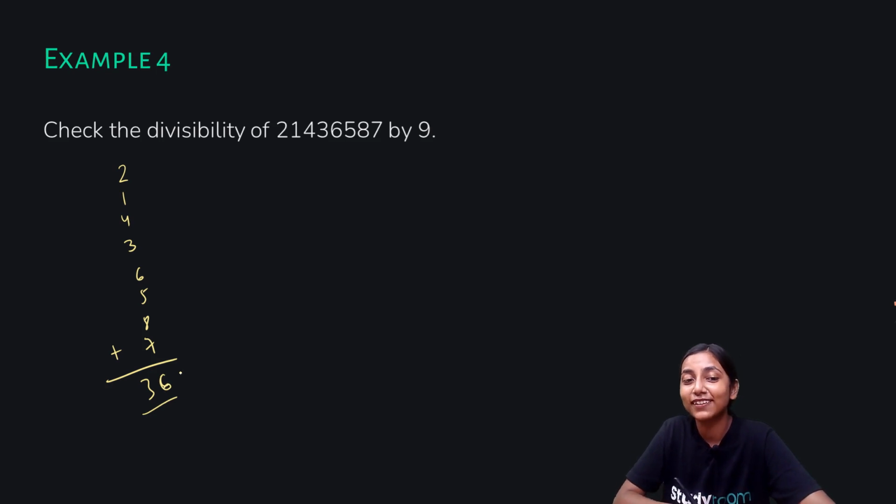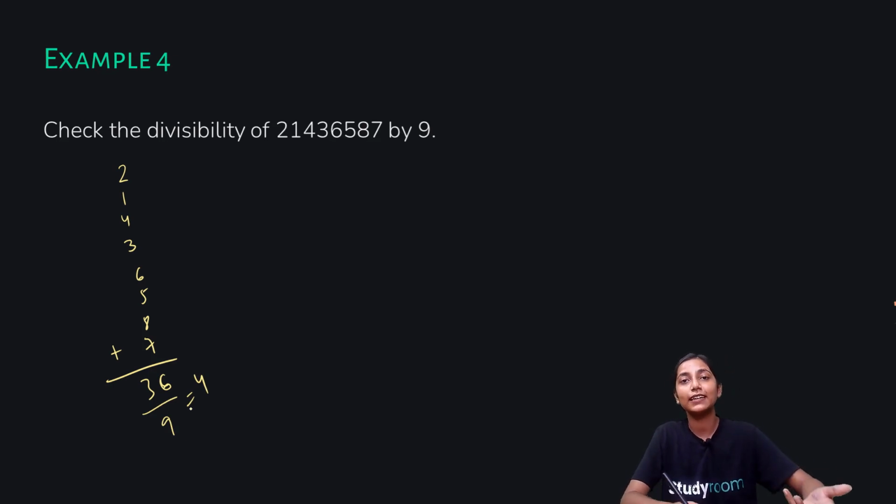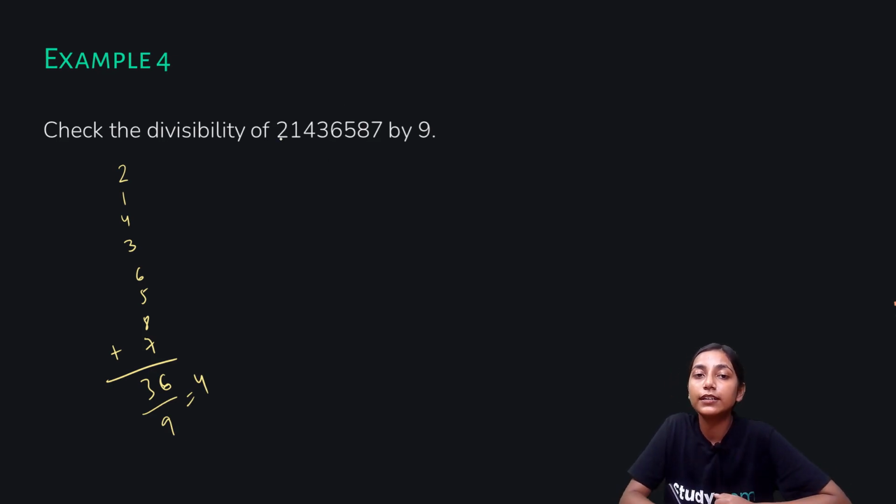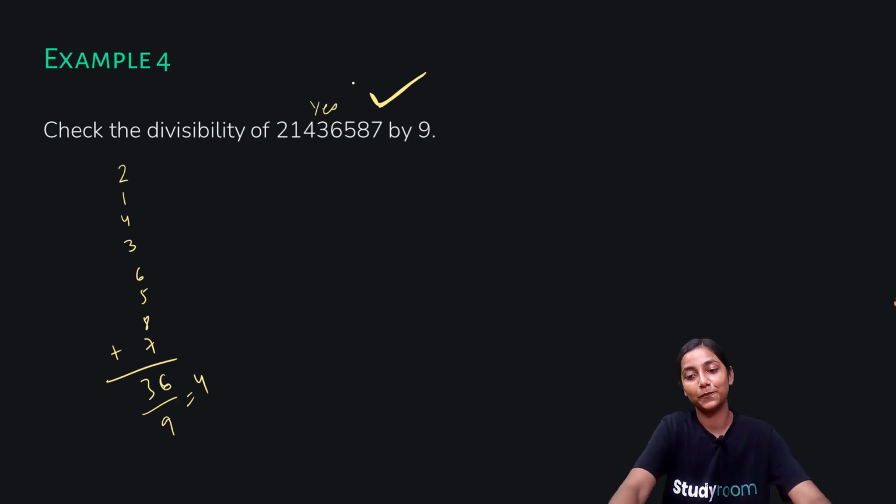And you know that 36 is divisible by 9. That is, 36 is divisible by 9. Since the sum of all the digits of this number is divisible by 9, therefore you can directly say that this number is divisible by 9. Yes, you can say yes.